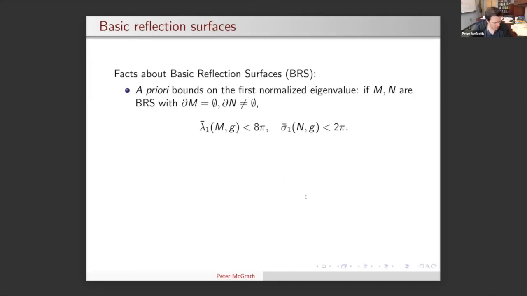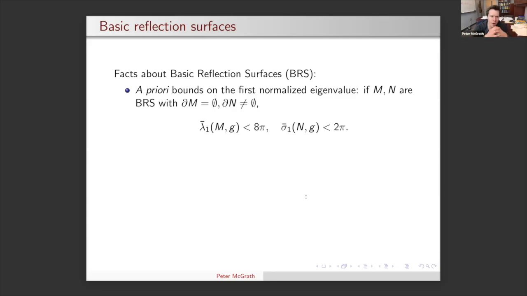But I'd like to mention maybe now why we care about the basic reflection surfaces, why they're helpful for the constructions that we do. So there are a couple different reasons. The first one I already articulated, they're at least a flexible, simple class of objects that realizes every topological type. But a more geometric reason is that there are simple a priori upper bounds on the first normalized eigenvalue, independent of the topology, completely independent of the genus or number of boundary components.